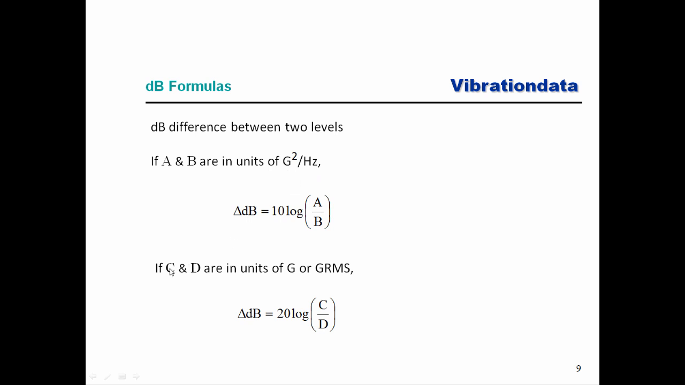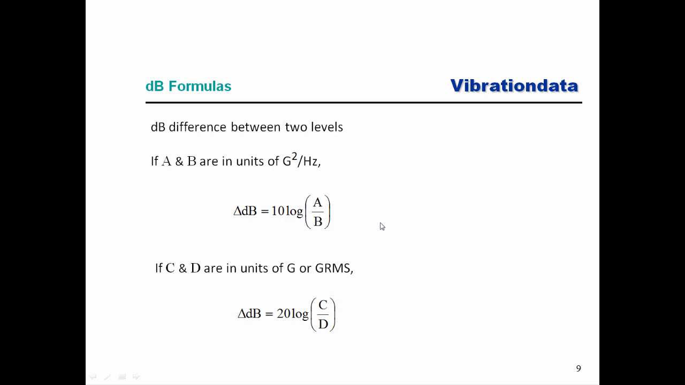Now, if we have 2 amplitude parameters C and D, they're both in units of G, or GRMS squared, it's the same formula except that this scale factor here changes from 10 to 20. And a good way, this is how I think about this when I'm trying to remember which I should use, is that you always need a 2. So if your 2 is an exponent applied to your amplitude metric, then that takes care of the 2. You just use 10 log. But if your exponent for your amplitude metric is just 1, then you have to apply the 2 here out in the scale factor.